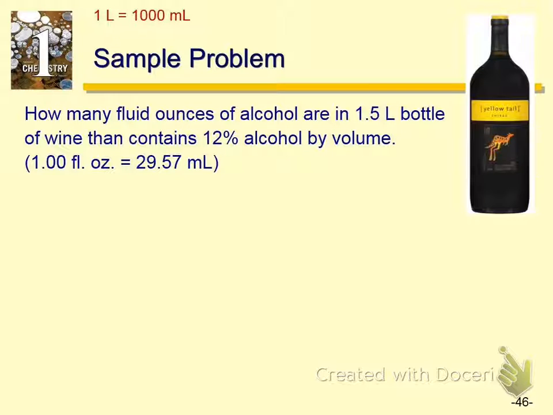The 1.5 liters. What's not part of a conversion? The percentage is 12 over 100. We're going to use that as a conversion. So the thing that's not part is 1.5 liters. So start with that. We have 1.5 liters. And because I have volume in terms of both alcohol and wine, I'm going to put 1.5 liters of wine.